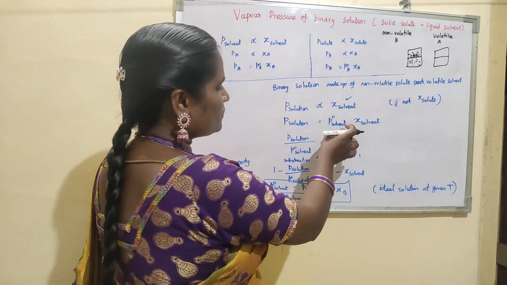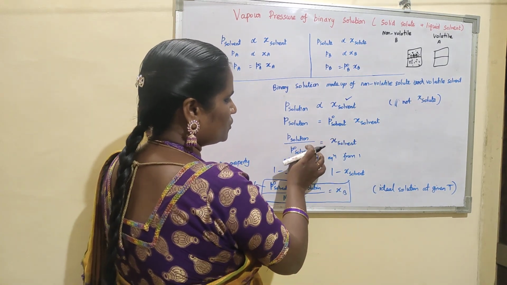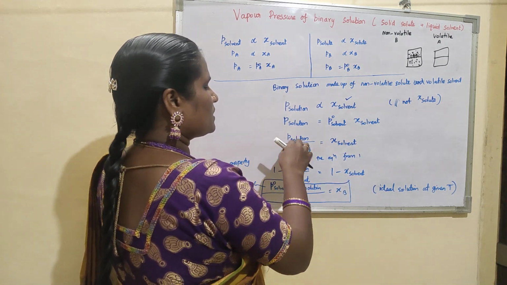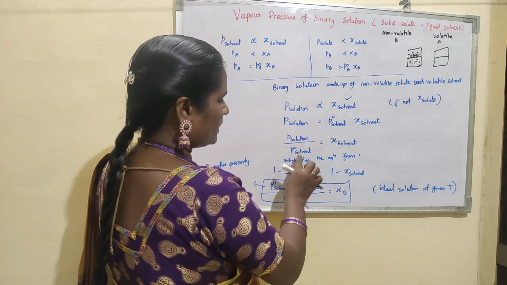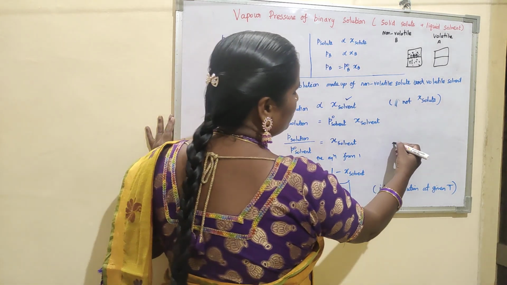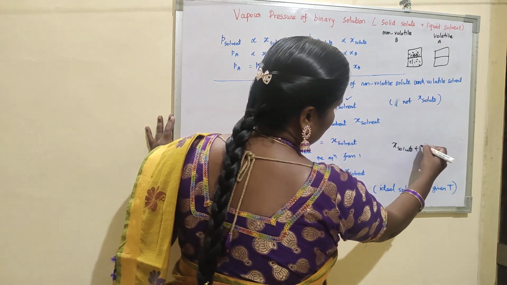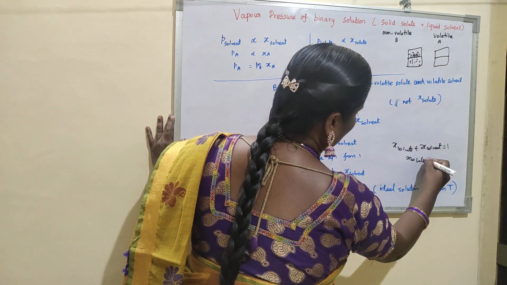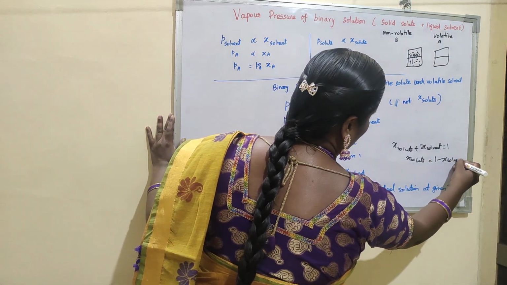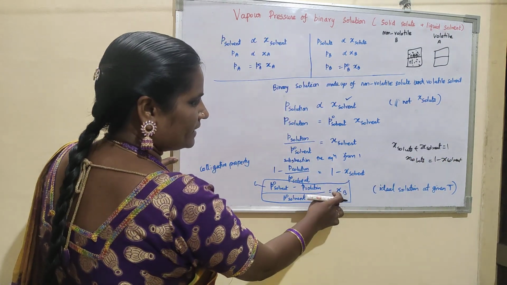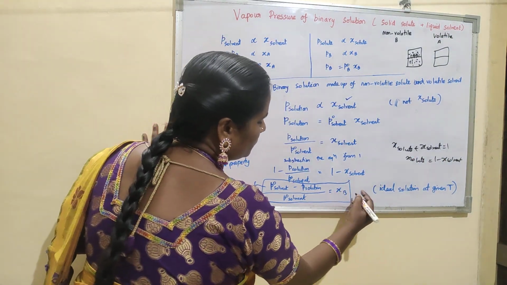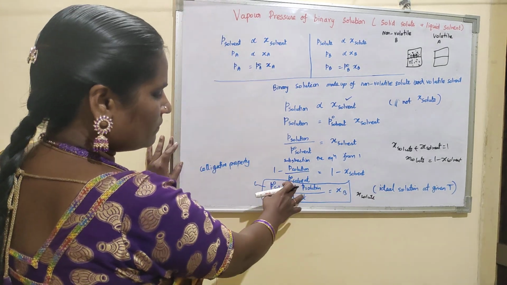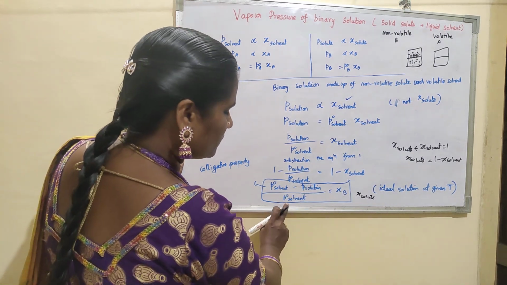I am just bringing this multiplication as the division, X solvent. In this equation, on both the sides I am just subtracting this equation from 1, 1 minus this and 1 minus this, and we know that X solute plus X solvent is equal to 1, right? So X solute is equal to 1 minus X solvent, okay? So 1 minus X solvent, I can write as X solute or XB, and this becomes P naught solvent minus P solution divided by P naught solvent.